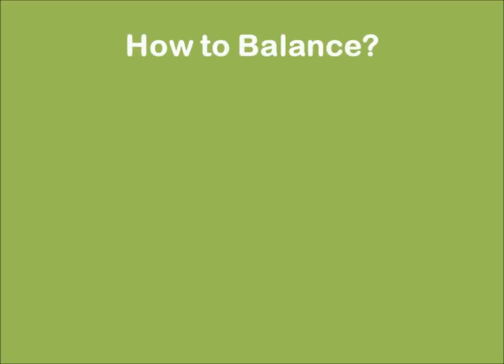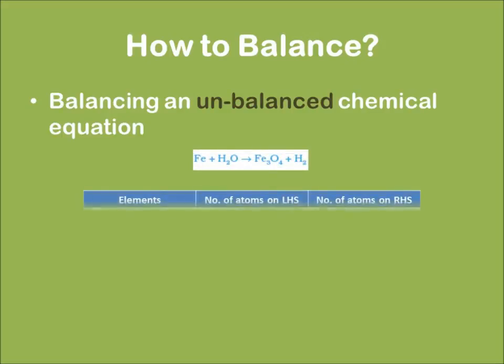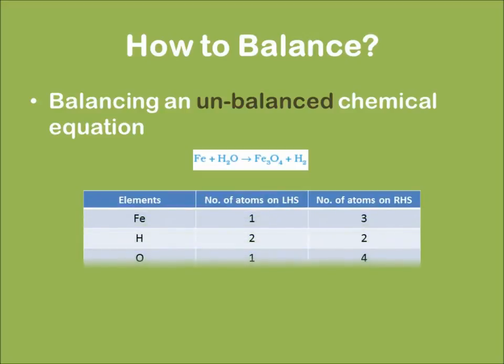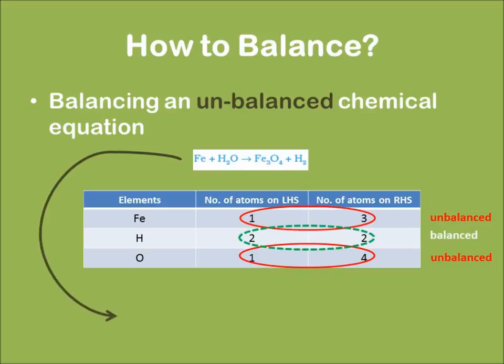Now let's learn how to balance. This job is actually done for an unbalanced chemical equation. Consider the following example. Again, I list the number of atoms of each element in a tabular form. I can clearly see that the number of atoms of hydrogen is the same, but for oxygen and iron it is not the same. Hence, the given equation is an example of an unbalanced chemical equation. Now, let's learn how to balance this given unbalanced chemical equation.